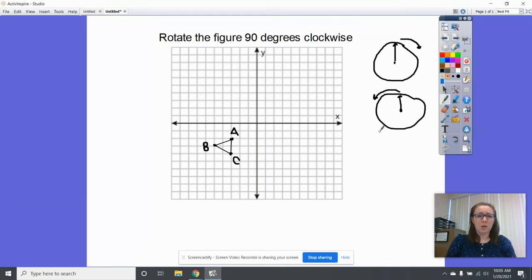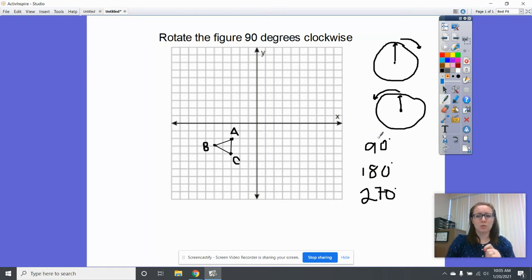The second thing we need to know is how far are we going? Most commonly, you're just going to see some pretty easy degrees that we're rotating. So 90 degrees means really we're just moving from one quadrant to the next quadrant. 180 degrees means we're moving two quadrants over, so 1, 2. And 270 degrees means we're moving three quadrants, 1, 2, 3. And of course, you need to know the direction that we're going. But that's the most common types of rotations we're going to see.